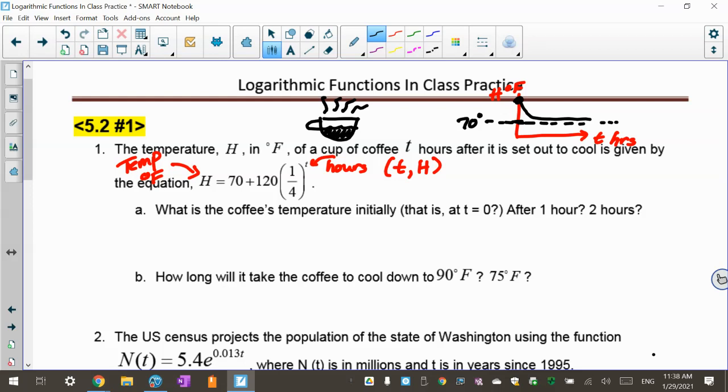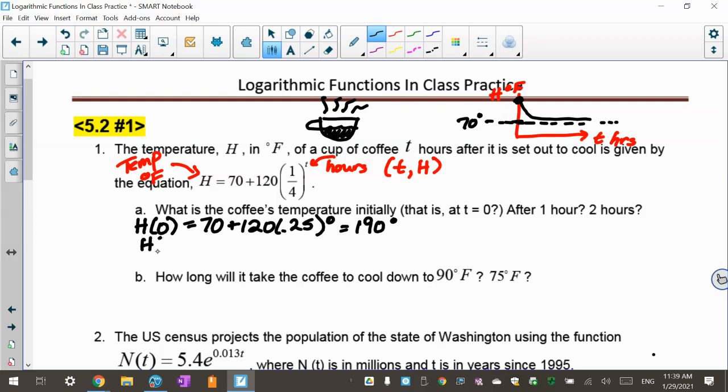And I've graphed this so that we can look at it, like what we've done previously. So they want to know, what is the coffee's temperature initially? That's when time was 0. So we're going to do H of 0. And we're going to do 70 plus 120. I'm going to write 0.25 here just for space reasons, nothing else. And when I look at that, 0.25 to the 0, or 1/4 to the 0, is 1. 120 times 1 is 120. 120 plus 70, so that's 190 degrees Fahrenheit.